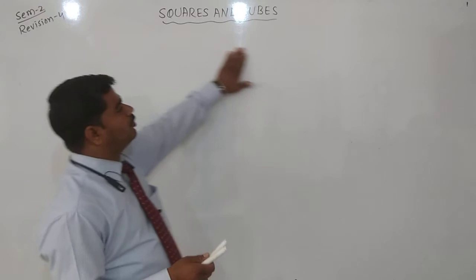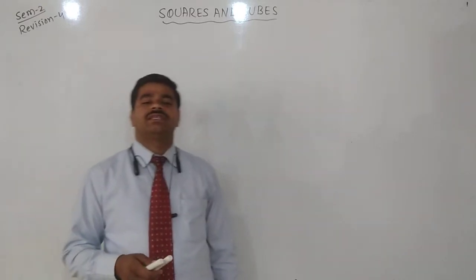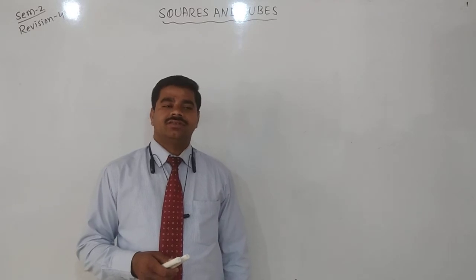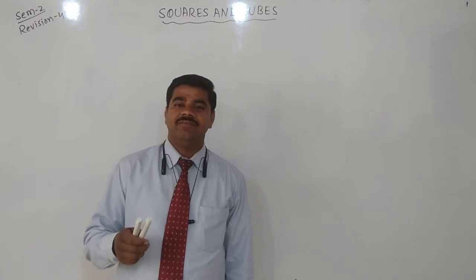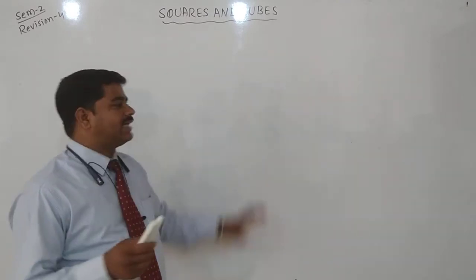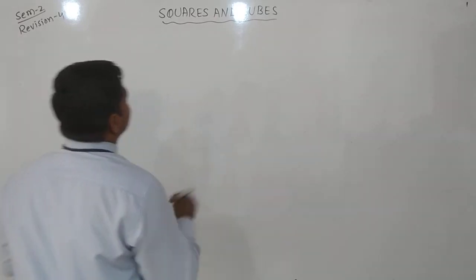And to obtain a cube, how will you obtain the cube? Good. We multiply the number by itself thrice. Three times we multiply the number by itself. Then we can get a cube.